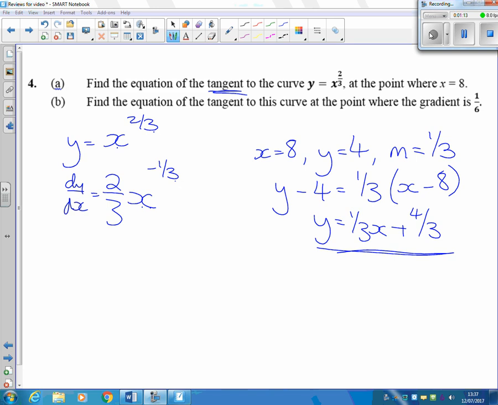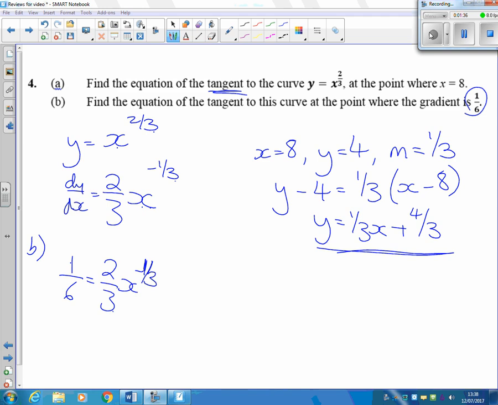And part B, find the equation of the tangent to this curve at the point where the gradient is 1/6. So what we're asking here for part B is we want this bit here to be 1/6. So we want to try and solve this equation here, which you could do by using your calculator and doing a shift solve, or let's try and manipulate this.